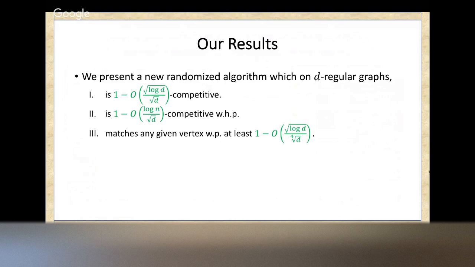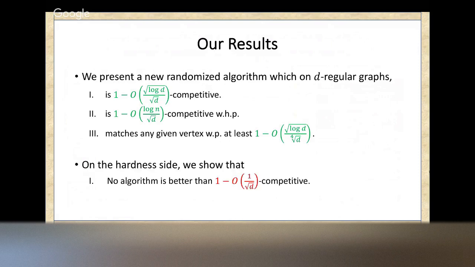Good, so those are the positive results. On the hardness side, we show that our results are nearly tight. No algorithm is better than 1 minus order 1 over square root of d competitive. So again, up to the square root log d, this is the right answer. Another tiny bit of our hardness results: ranking and random are constant competitive, even as d tends to infinity. So we actually needed to come up with a new algorithm. We can't just use something off the shelf.